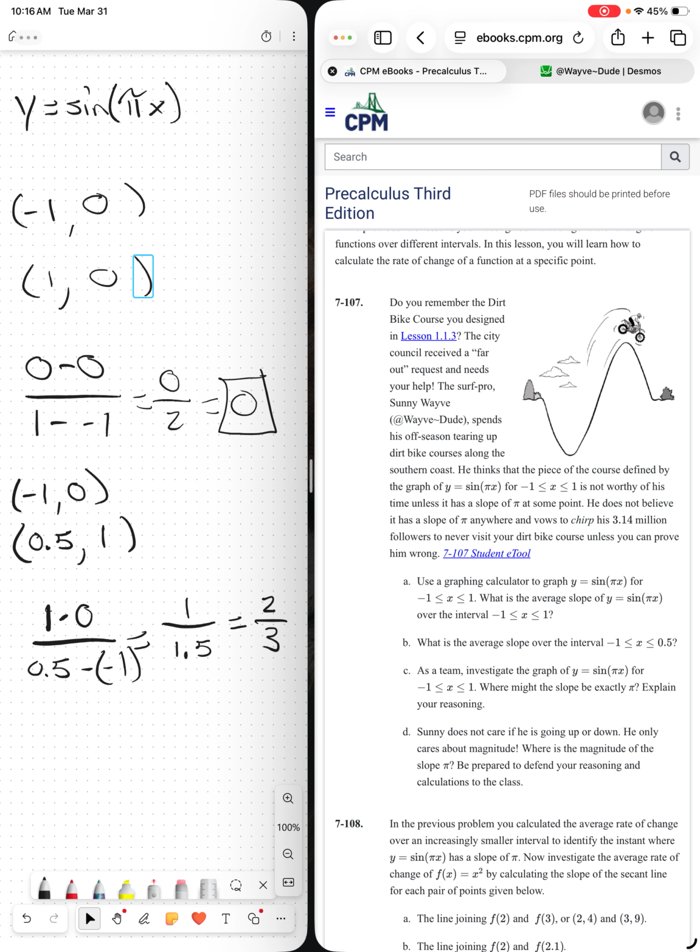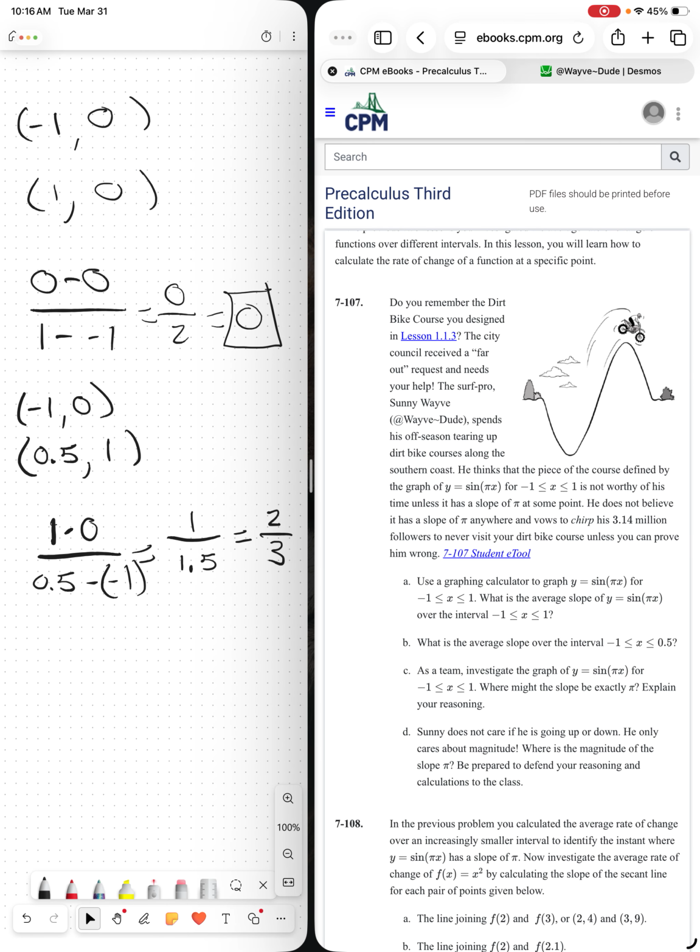And D says, Sonny does not care if he's going up or down. He only cares about magnitude. Where's the magnitude of the slope pi? We have to do this as we're getting closer and closer to 0. So like we could do -0.001 and 0.001, plug those in, and calculate slope. Let's see what happens here when we plug these in.